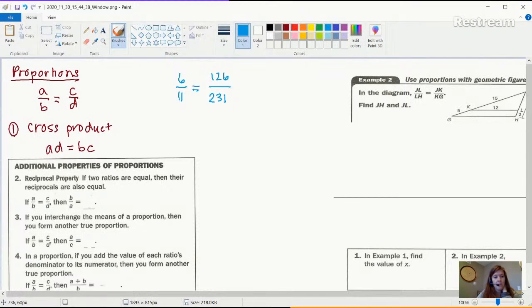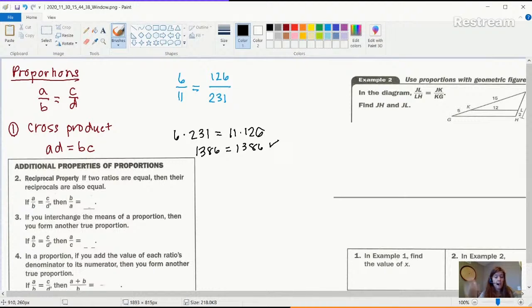And the first property of proportions I want to talk to you about is what we actually talked about last class, which is cross product. So if a proportion is true, then the cross product should be correct. What I mean by cross products is we're going to multiply the extremes together, which would be 6 times 231. And that should be equal to the means multiplied together, which is 11 times 126. Okay, so then if you do the multiplication, you should end up with both of them equal 1,386. So it checks out, that means that our cross products work and we should be good to go.